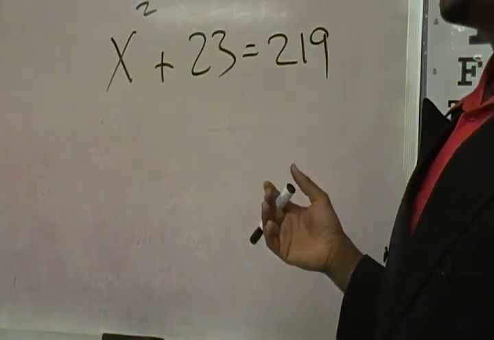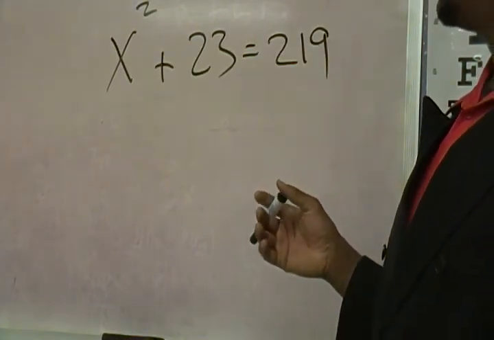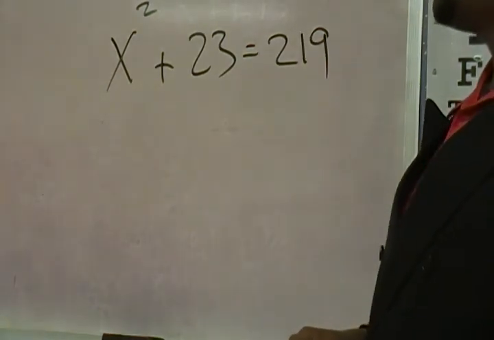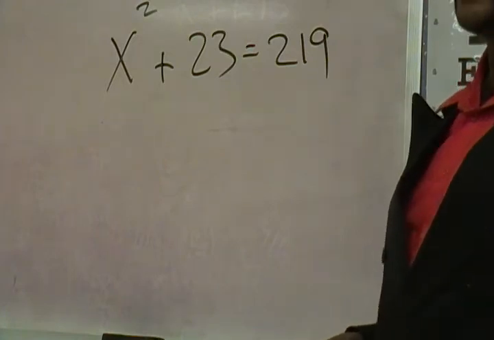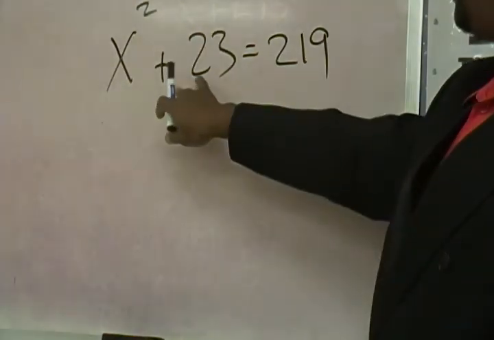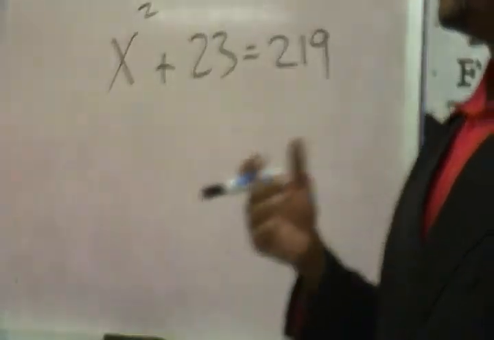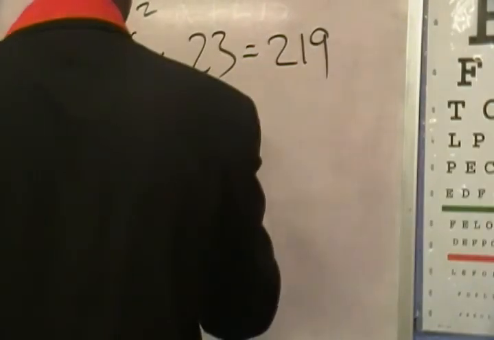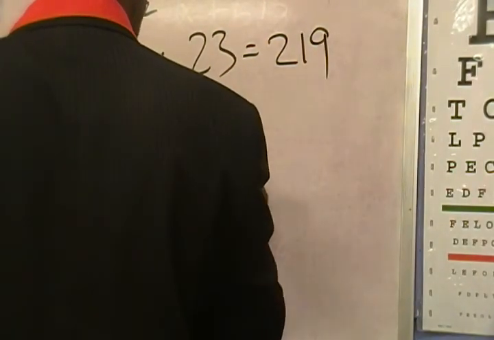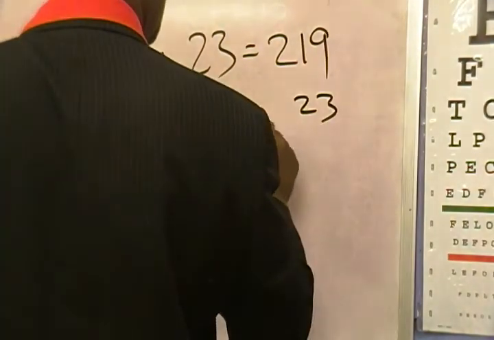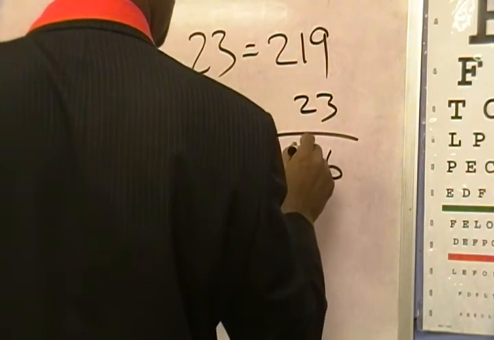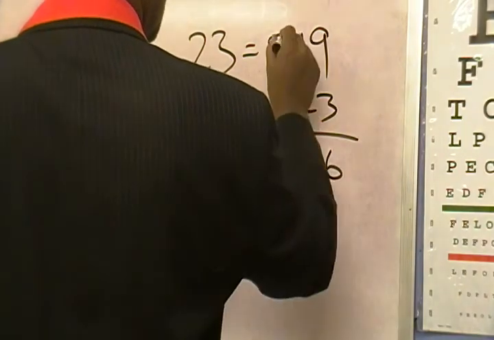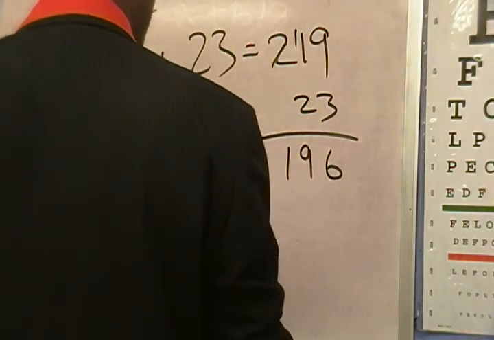We need to get rid of the 23. So how are you going to get rid of 23? Find the reciprocal? No. Subtract. Yes, subtract 23 on that side. So x squared equals, and we subtract 23 on this side. That's going to be 6, and this is going to be 9, and then 196.